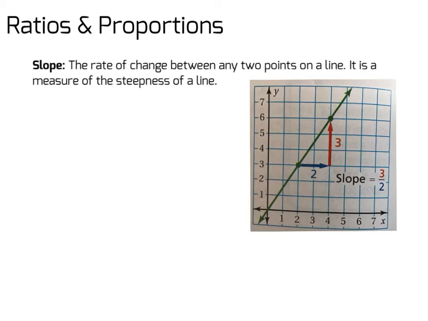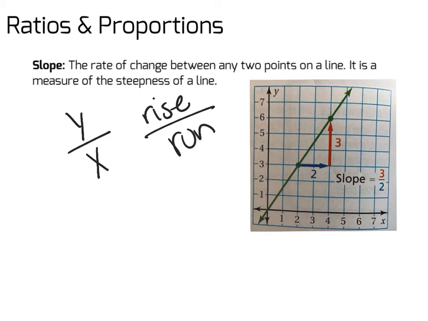In 5.5, we're going to find slope. Slope is the rate of change between any 2 points on a line. It is the measure of the steepness of the line. To find slope, you're going to find the ratio of the change in y over the change in x. So you're going to find the rise over the run. That's another way that people remember it.